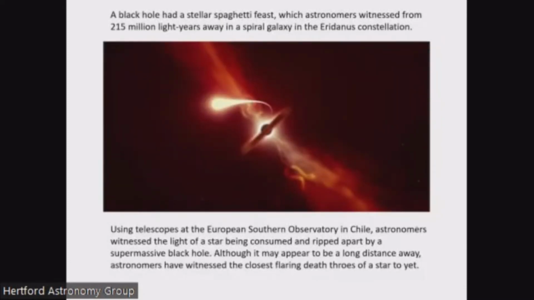This is something also picked up off the internet, which I thought was quite interesting. There's been a lot of talk about black holes. I've spoken about them before. This one here is showing what they call spaghetti feast or spaghettifying, which is what happens with matter when it's drawn into a black hole. So this is something astronomers have witnessed 215 million light years away. And this was taken by the Southern Observatory in Chile.